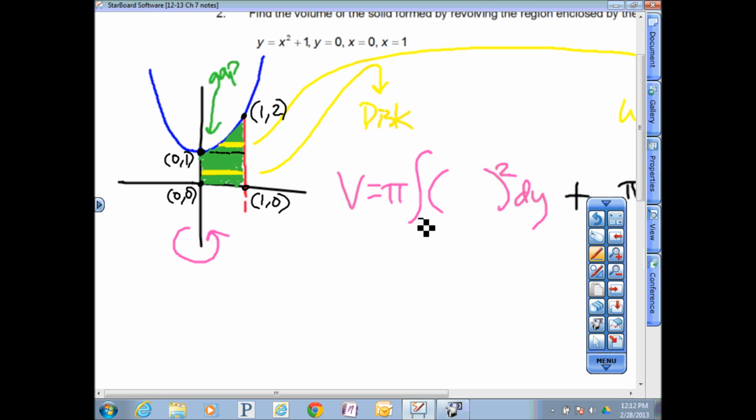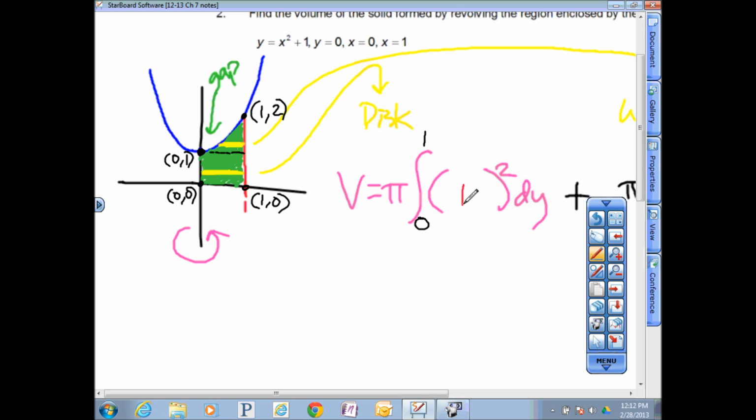Below that line, we have a disk method, and you can see it on the screen right here. Where does that integral go from? That integral goes from y equals 0 to y equals 1. And how long is that yellow rectangle? Well, at least up until y equals 1, it's always the difference between the red line and the y-axis. Where's that red line? Well, that red line is exactly 1 unit from the y-axis.